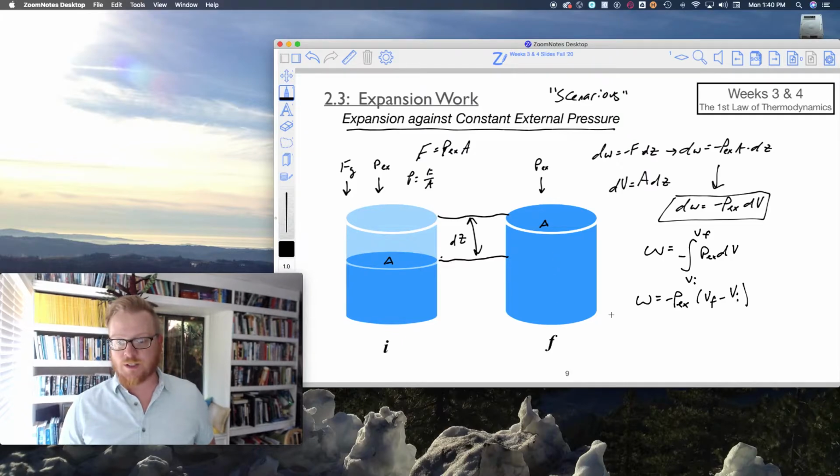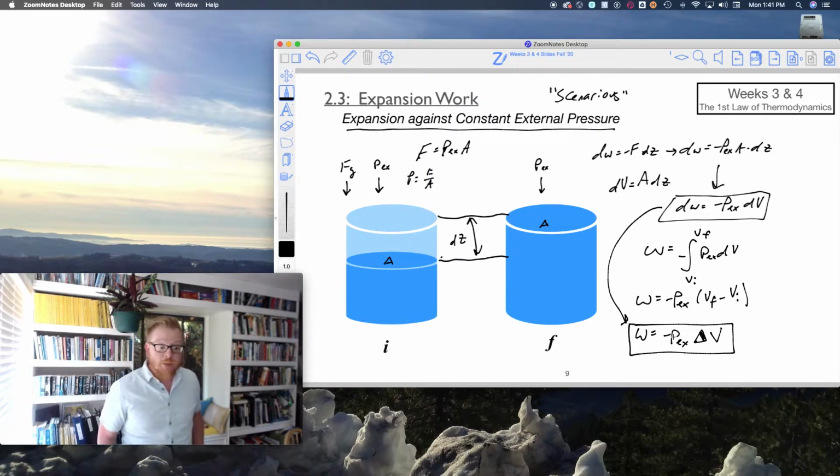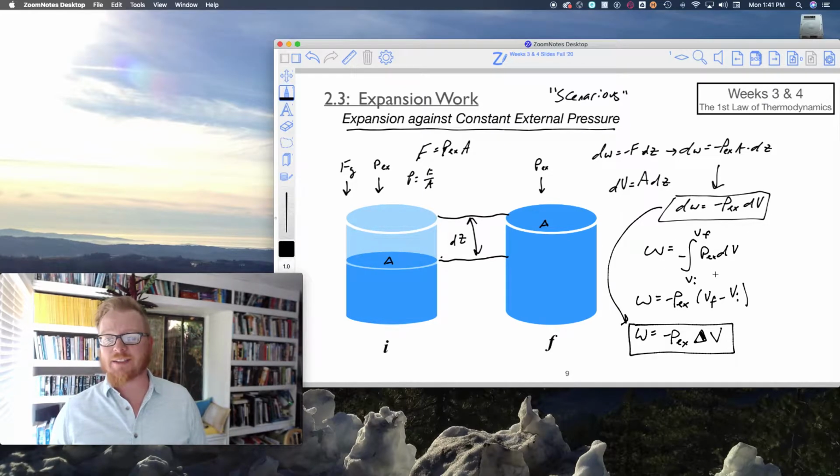Or in other words, for this constant external pressure, this relationship just simply reduces to negative PEX times delta V. Okay, I put a little thick line there so you know that it's a delta. So either of these equations work, right? But you can see quite simply because my pressure is constant, it doesn't influence this integral. Okay? So now why the negative sign?